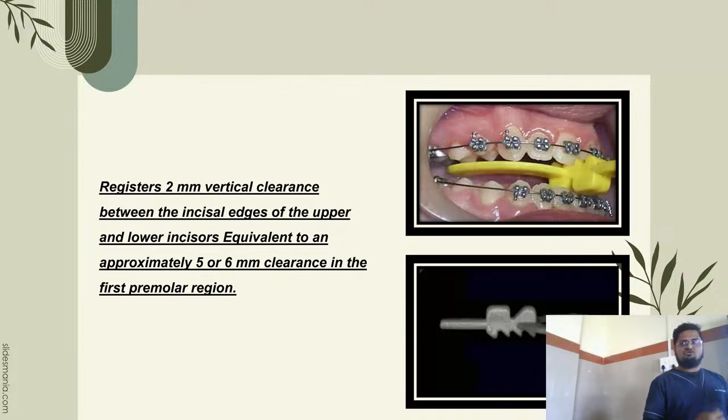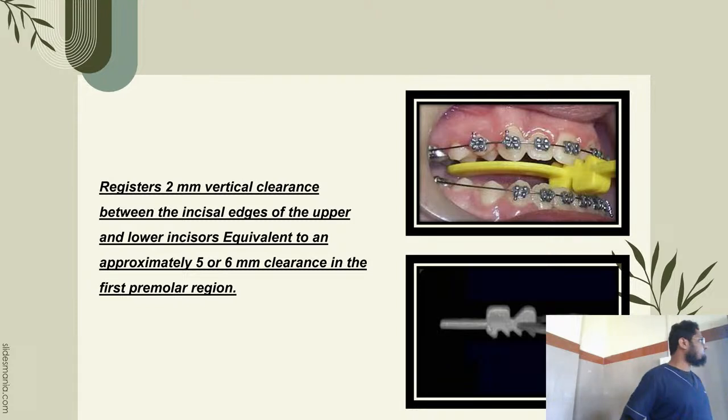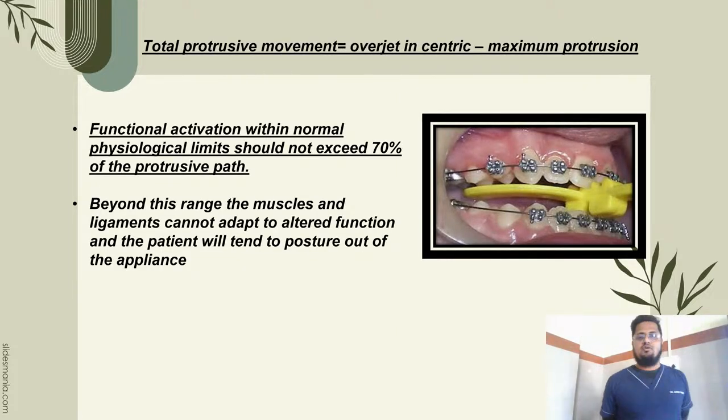By utilizing those notches, we can approximate the relation of the maxilla and the mandible. The total protrusive movement is nothing but the overjet in the centric occlusion minus the maximum protrusion of the patient. The functional activation within normal physiological limit should not exceed 70% of the protrusive path.